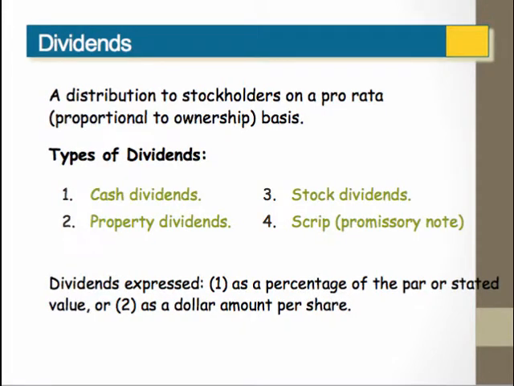If the company does not have enough cash to provide cash dividends to its stockholders, they may elect to do a non-cash dividend, such as a distribution of property or the distribution of additional shares of stock in the form of a stock dividend. The last way that they may issue a dividend is to promise to pay cash to the stockholders when cash is available in the form of a promissory note.